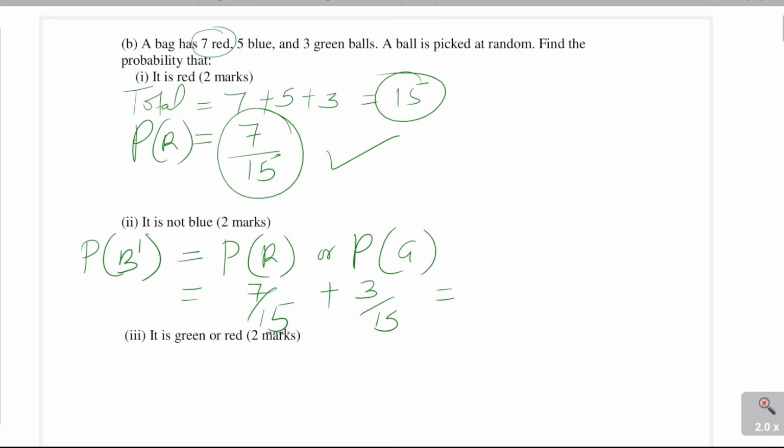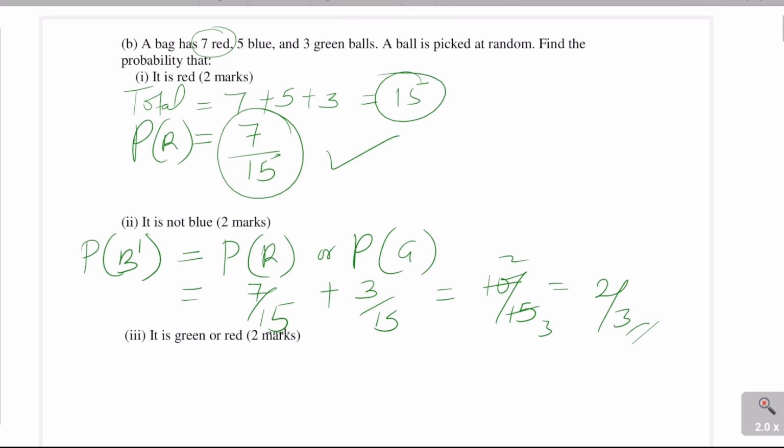So when you add 7 over 15 plus 3 over 15, this will give 10 over 15. And when you simplify, you can divide by 5, 2 by 5, 3 by 5. You can get this one as 2/3.